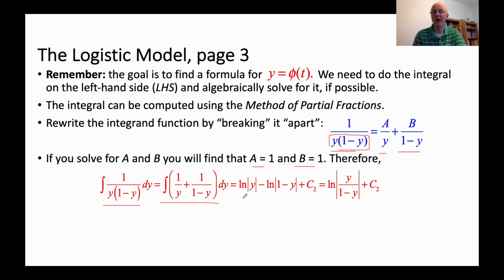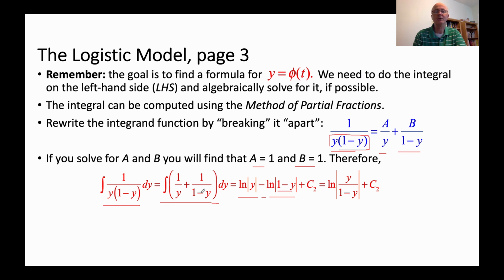The integral of 1 over y is the natural log of the absolute value of y. The second piece is a little trickier. The integral of 1 over 1 minus y is actually negative the natural log of the absolute value of 1 minus y. That can be checked a couple ways. If you differentiate this and use the chain rule, the derivative of the inside function is a negative 1, which cancels with this negative sign when you're going back.